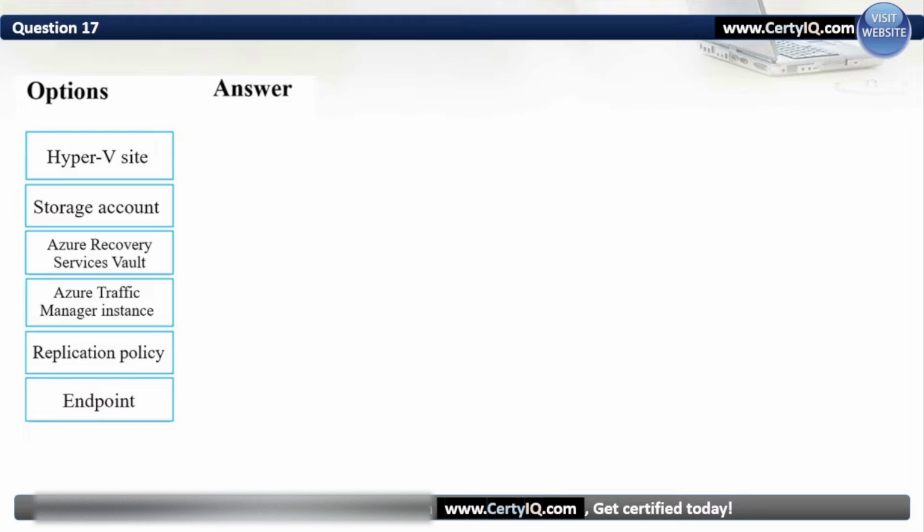The options provided to us are Hyper-V site, storage account, Azure Recovery Services Vault, Azure Traffic Manager instance, Replication Policy, and Endpoint. The correct options are Hyper-V site, Azure Recovery Services Vault, and Replication Policy.